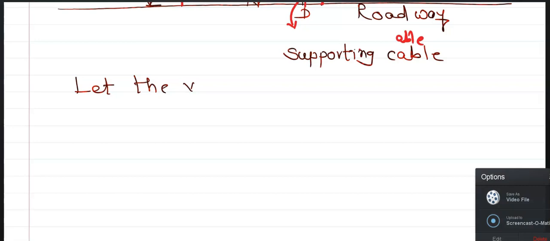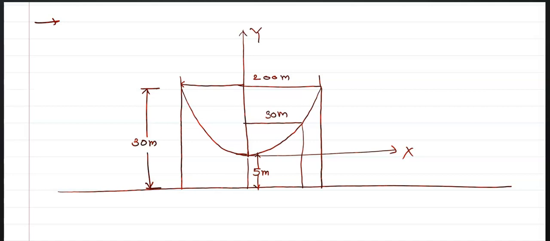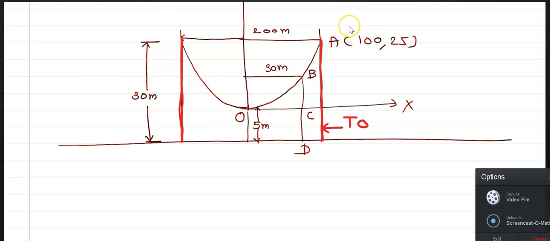Because this total distance is 30, the coordinate of the point A is 125 and it is 5 meters above. Therefore, this is the y-axis and this distance is 25 and this distance is 100, because these towers, the distance between them is 200.